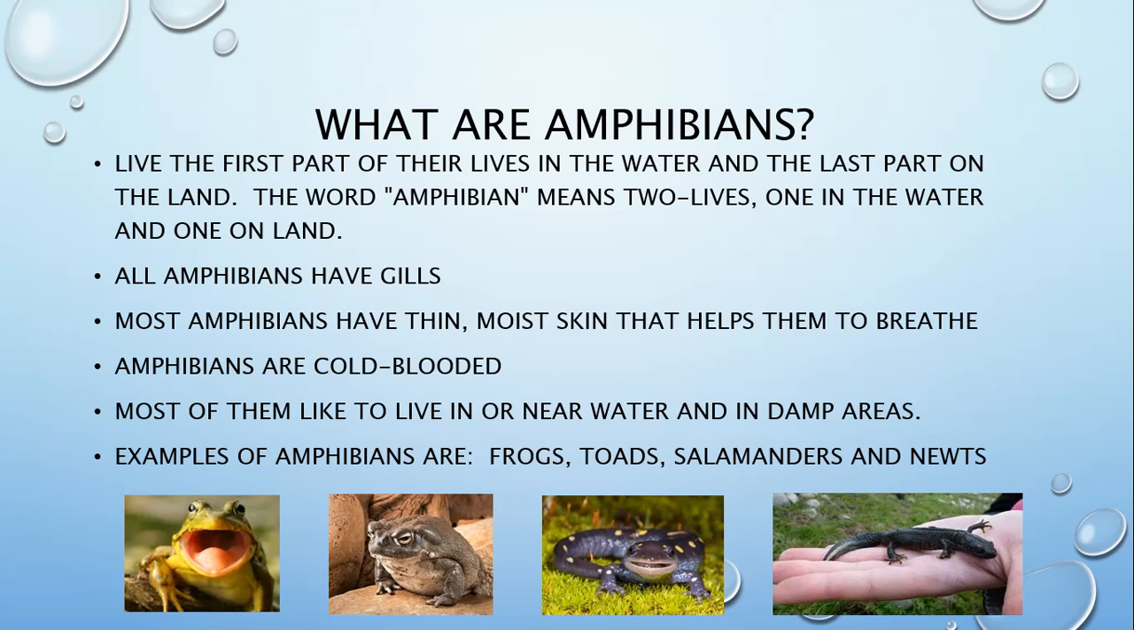So most amphibians like to live in or near water or in damp areas. And now you're probably wondering what amphibians are. We know that they're frogs, okay? But some other types of amphibians are toads, salamanders, and newts.